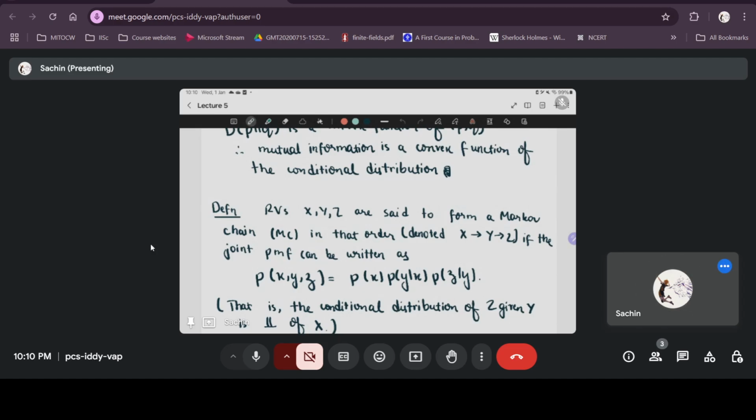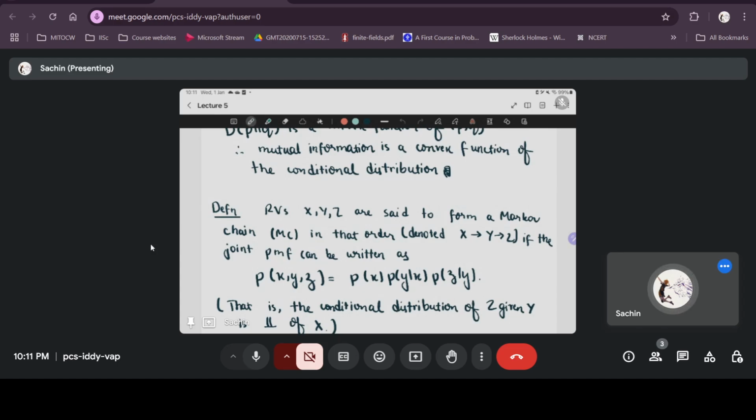Yes, that's what it means. So distribution p(z given y) gives a distribution of Z given Y, right? For different values of Z and Y. The conditional distribution of Z given Y does not depend on what value X takes. That's what it means. Just by knowing the value of Y, you can give a probability distribution for Z. That's all that Z depends on.